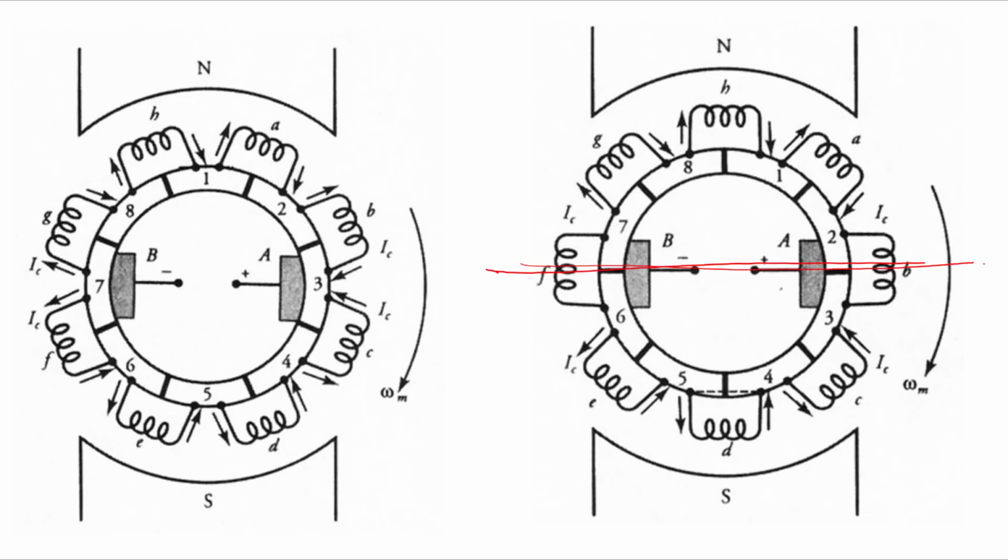This is your neutral plane. When the coil is placed in this plane, it will not link with any flux, so there will be no induced EMF in the coil, right? Whatever coil comes through this neutral plane, the induced EMF will be zero, okay? So therefore the brushes are always placed in the neutral plane, okay?